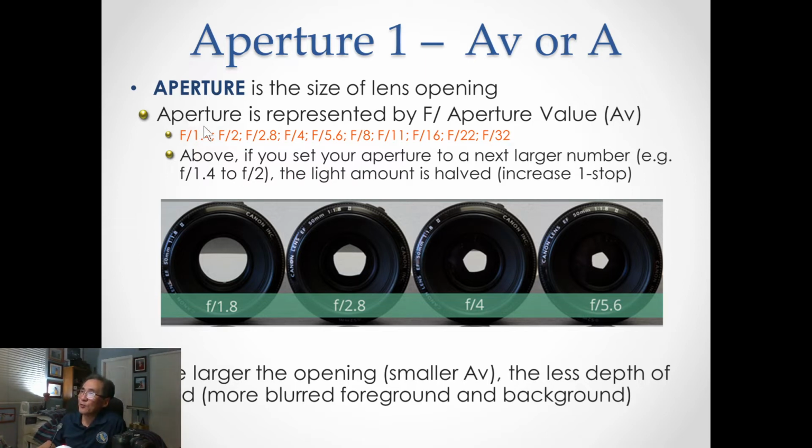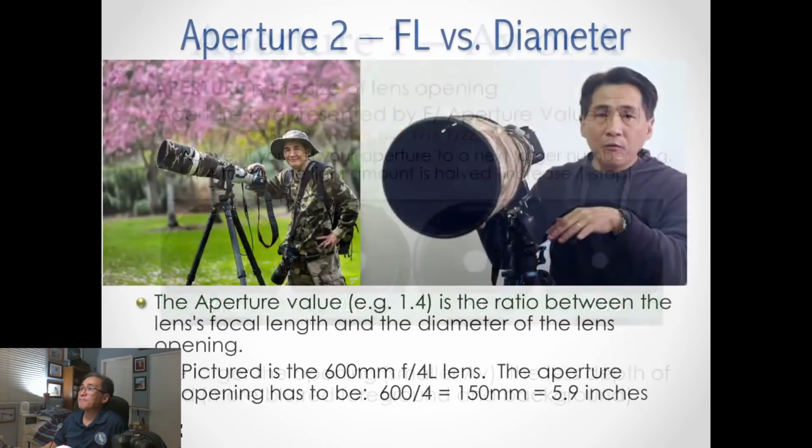The aperture is represented by a series of numbers that at first look doesn't seem to make any sense. The numbers are not even. They go from 1.4 to 2.8, f4 and all that, and we're going to explain that a little further in the next slide.